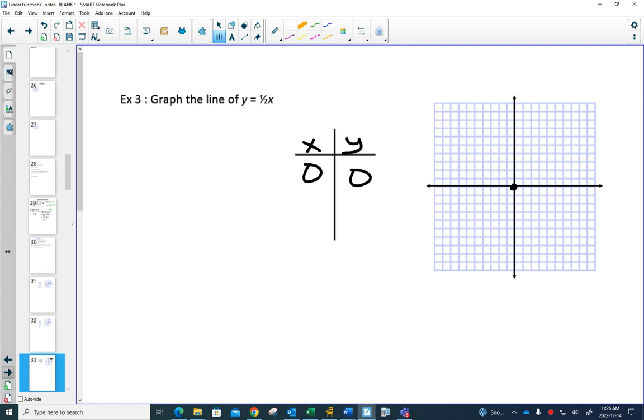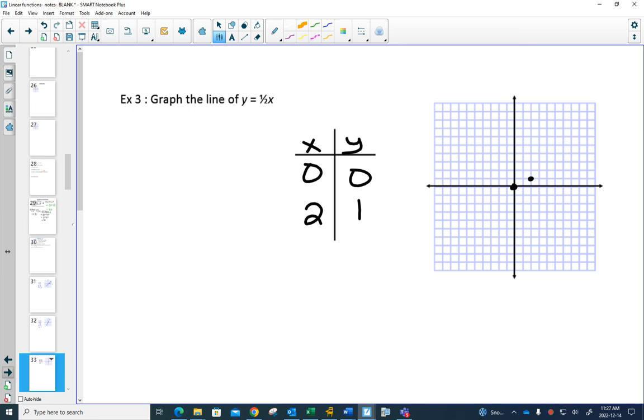Why would I like 2 better than 1 as my next x? You've got to do a half of one. Yeah, because if I do 2, half of 2 is 1, it's a nice point on my graph. Whereas the other one's not nice, you have to estimate where a half would be. It's not perfectly on your grid point.